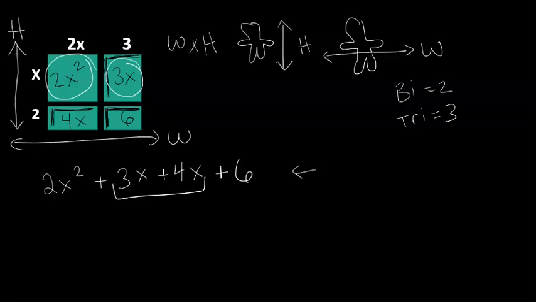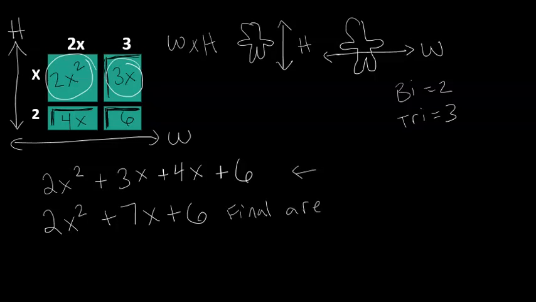These are similar. I don't have another piece or term that has x squared. I don't have this repeating. I don't have just a naked 6 repeating. The only thing I have repeating is those 2 x's, so I combine those. So that becomes 2x squared plus 7x plus 6. Right? This is my final area.